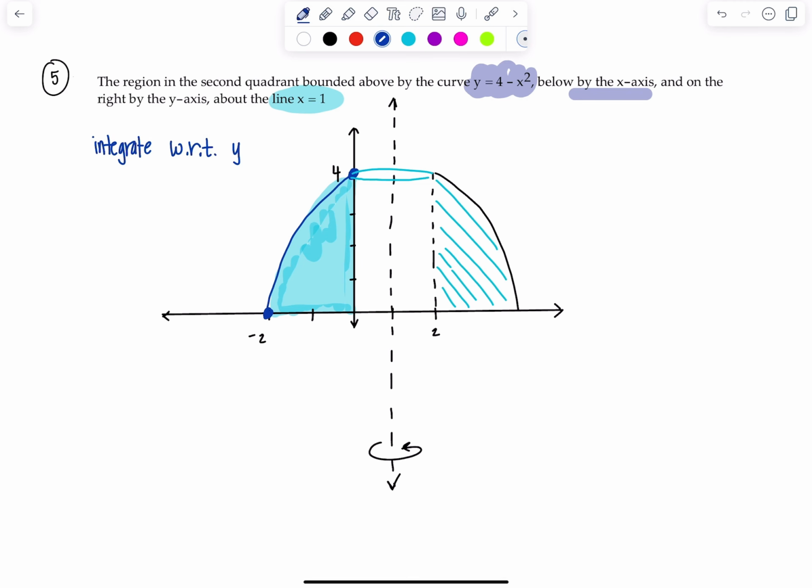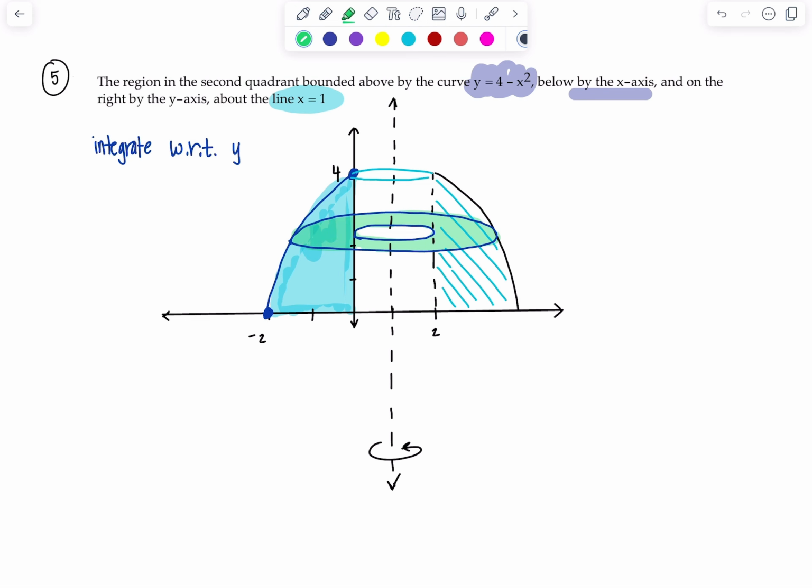Okay, so let's draw. Yes, we have a hole in the middle, right? We all agreed we have a bundt cake. So this is a washer. Here's the washer.